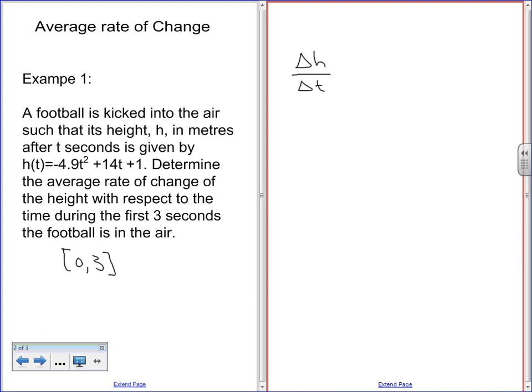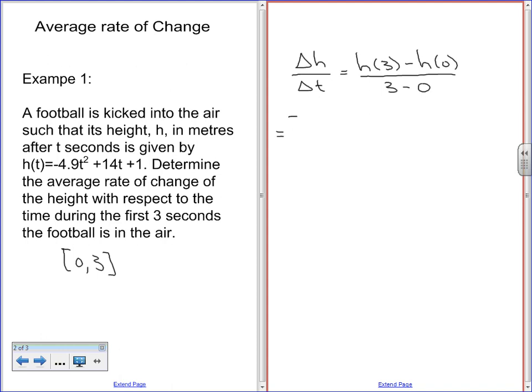So to figure out the change in the height, I would need to figure out the height of the football at 3 seconds and subtract off the height of the football at 0 seconds. And that would give me the change in the height that the football went between 0 and 3 seconds. Does that make sense? And then I divide it by the change in the time. So the change in the time is 3 minus 0.